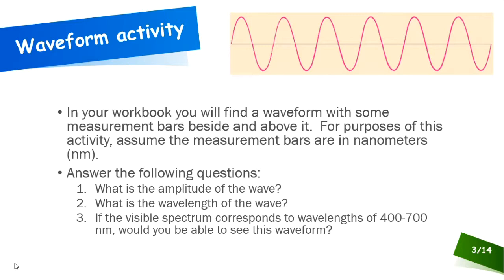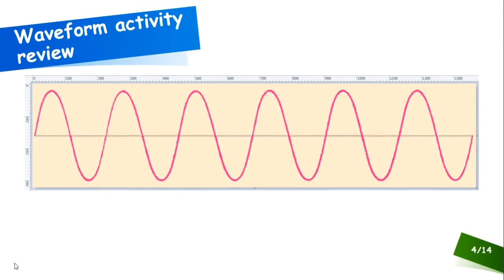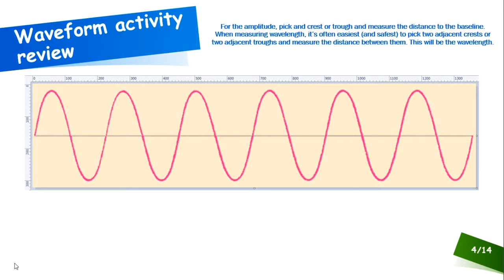Okay, let's see how well you did with this. Here's our waveform, and we've got the measurement bars above and beside it. We're going to use these to measure our amplitude and wavelength. Now, as I said before, looking for the amplitude, just do it between crest and crest or trough and trough, just play it safe. For the amplitude, you want to look at the vertical distance. So, just pick a crest or a trough and get the distance there.